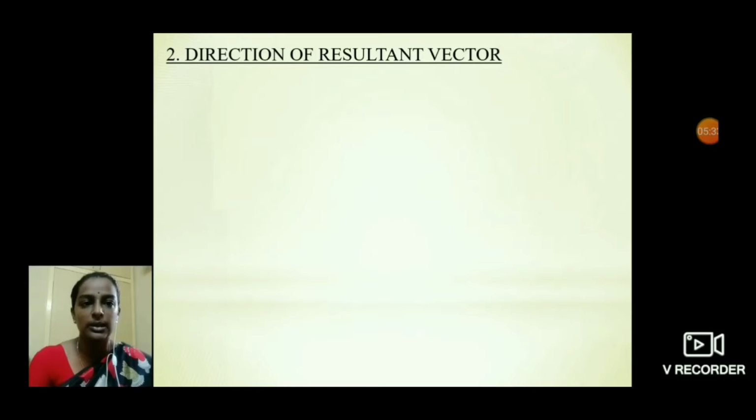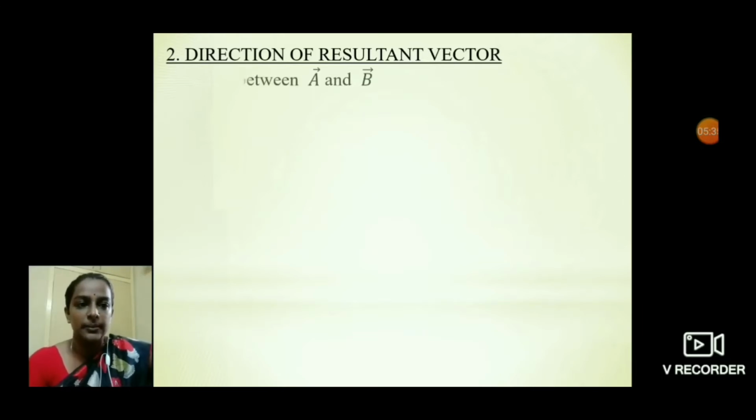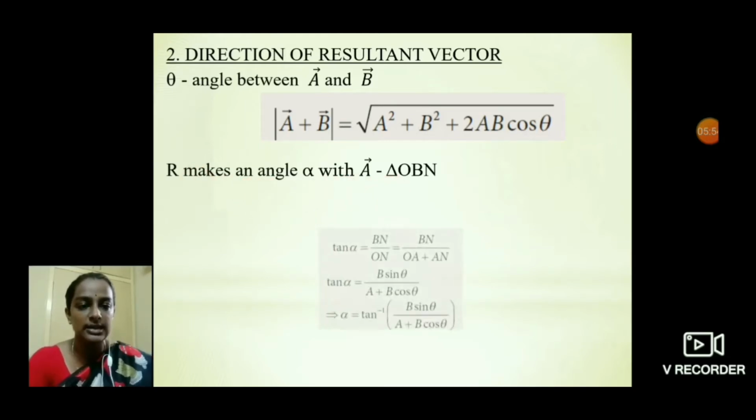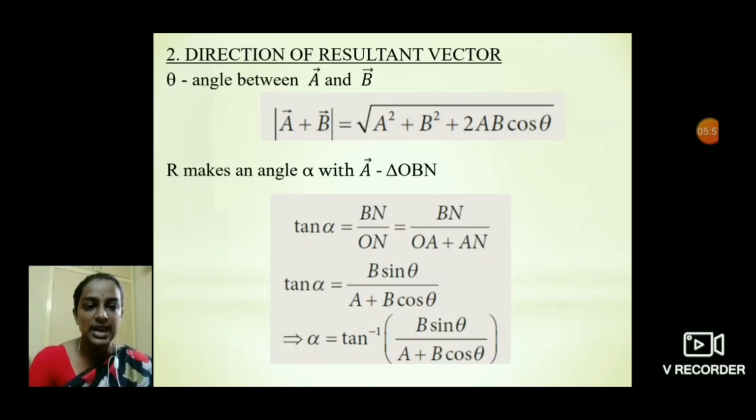Now we are trying to calculate the direction of the resultant vector. Theta is the angle between A vector and B vector. So the modulus of A vector plus B vector is given by root of A square plus B square plus 2AB cos theta. R makes an angle alpha with A. Therefore, from triangle OBN, the direction is given as alpha is equal to tan inverse of B sin theta by A plus B cos theta. This is the direction of the resultant vector.